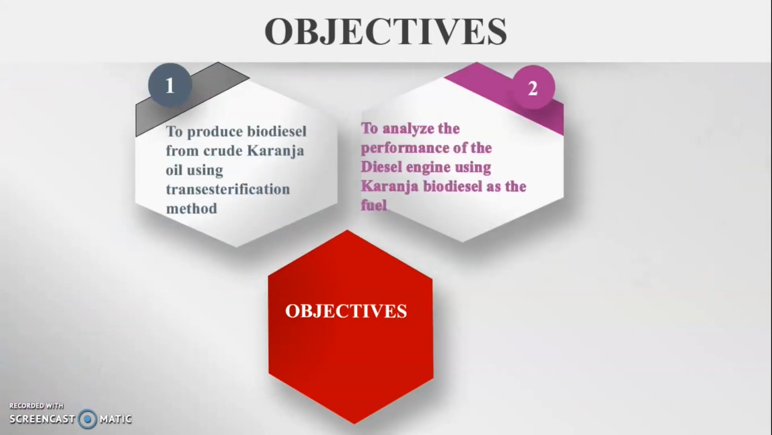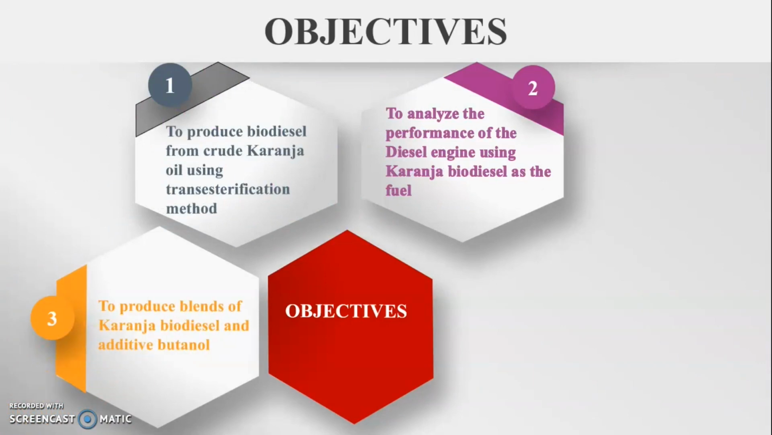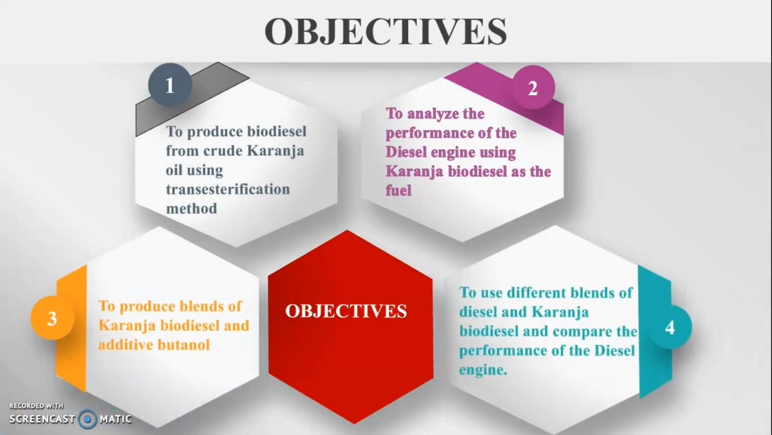Here are the objectives. Number one, to produce biodiesel from crude Karanja oil using transesterification reaction. Number two, to analyze the performance of the diesel engine using Karanja biodiesel as a fuel. Number three, to produce blends of Karanja biodiesel and additive butanol. Number four, to use different blends of diesel and Karanja biodiesel and compare the performance of the diesel engine.